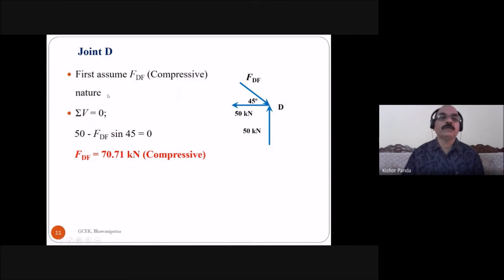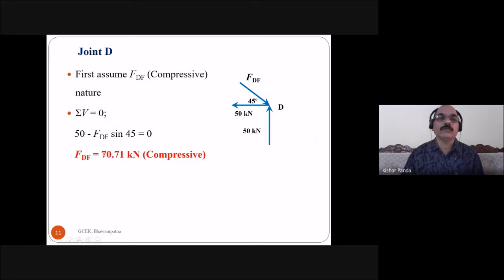This is the joint. Here also you have to take the reaction, 50 kilonewton, and you don't know the force in the member DF. So you have to assume the nature of the force DF is compressive. Then take the summation of vertical force equal to 0. Here this is the upward force, and take the component of this force in the downward, vertical direction, FDF sine 45. 50 minus FDF sine 45 is equal to 0. Then FDF is equal to 70.71 kilonewton compression.